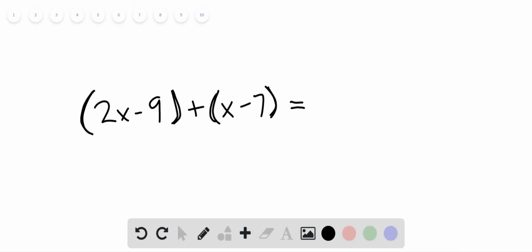And because there's addition here, essentially the parentheses are useless. So I can just simply rewrite this by removing the parentheses: 2x minus 9 plus x minus 7. Oops, we wanted to get rid of those.